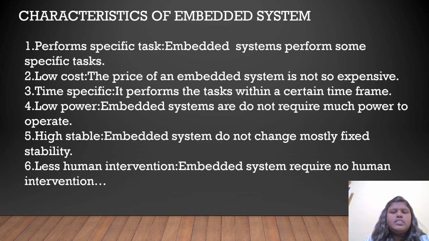Moving on to the characteristics of an embedded system. It has many characteristics. It performs specific tasks. It has low cost; the price of an embedded system is not so expensive. It is time specific; it performs a task within a certain time frame. Low power: embedded systems do not require much power to operate. Highly stable: embedded systems mostly do not change and have fixed stability. Less human intervention: embedded systems require no human intervention.